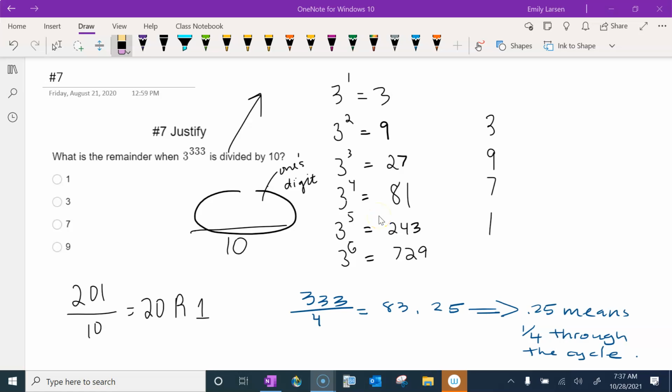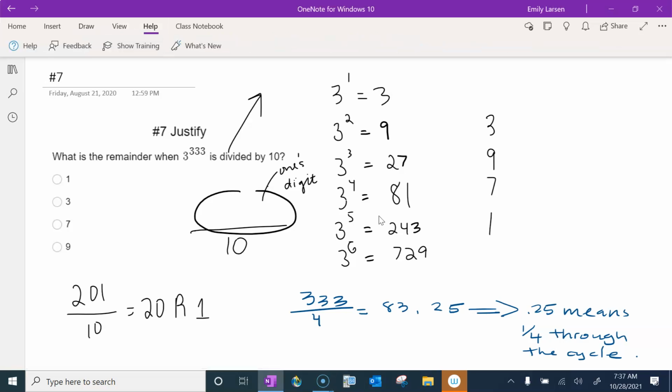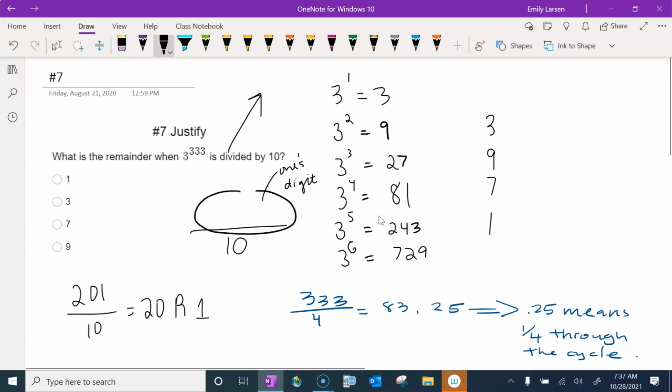Okay, here is justify number 7. What is the remainder when 3 raised to the 333rd is divided by 10? So you can see this as 3 raised to the 333 over 10.